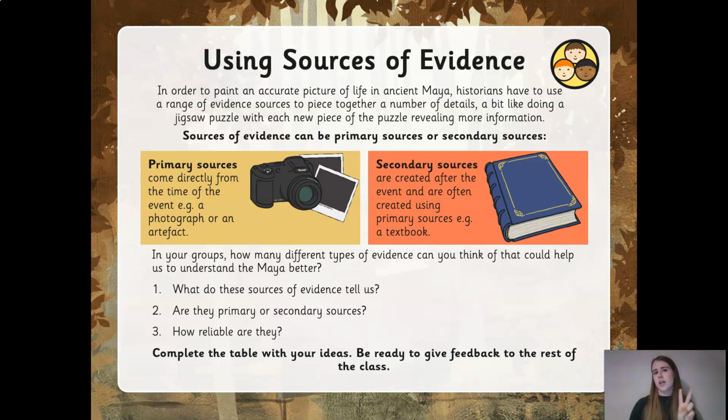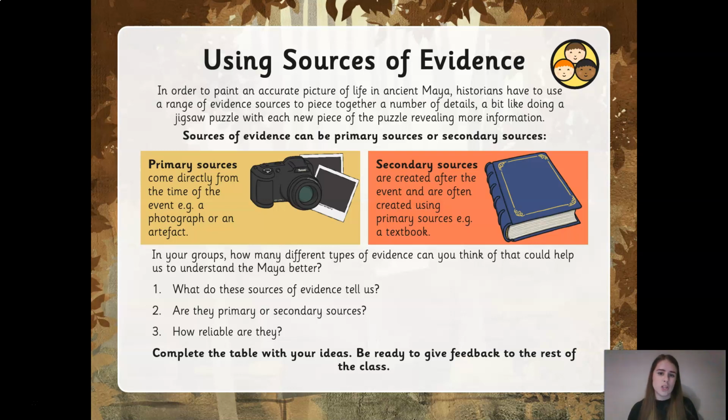Now, there's 2 different types of sources that we can use, and I know that you'll have looked at these in Year 2 and Year 3 and 4. So the 2 different types of sources we have is one, we have primary. So this is where they come directly from that point in time. So it could be a photograph, it could be an artifact, so something that's been found as part of a burial or some ruins from somewhere.